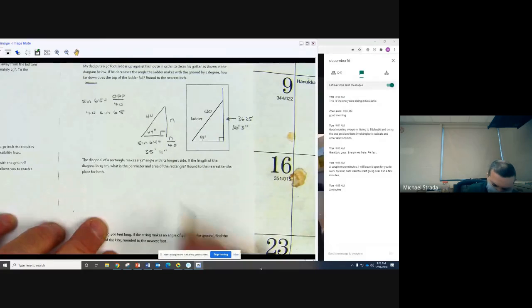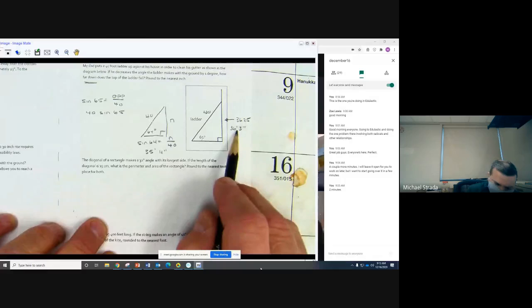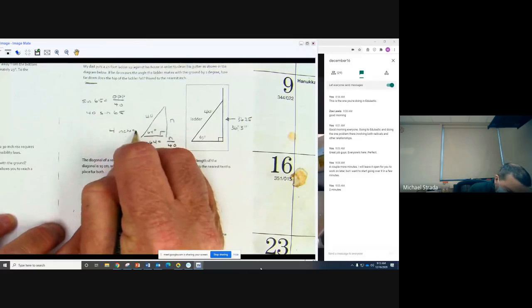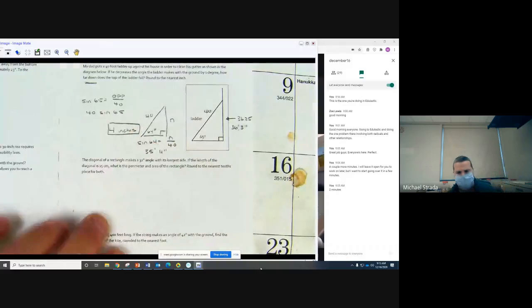And then you figure out from 35 feet 11 inches to 36 feet 3 inches is 4 inches. And my final answer would be 4 inches. So not a real lot of movement there if we move it 1 degree.